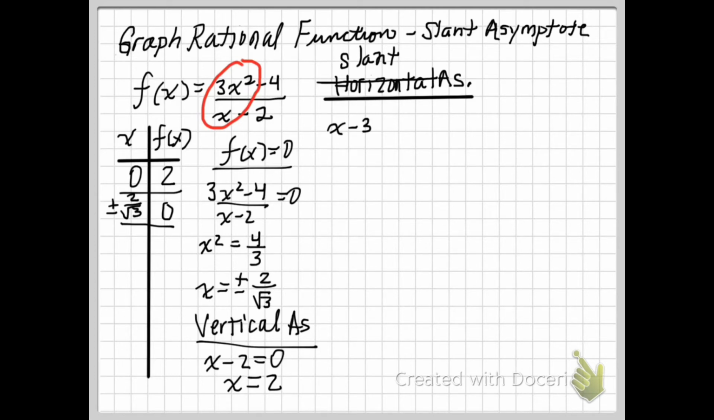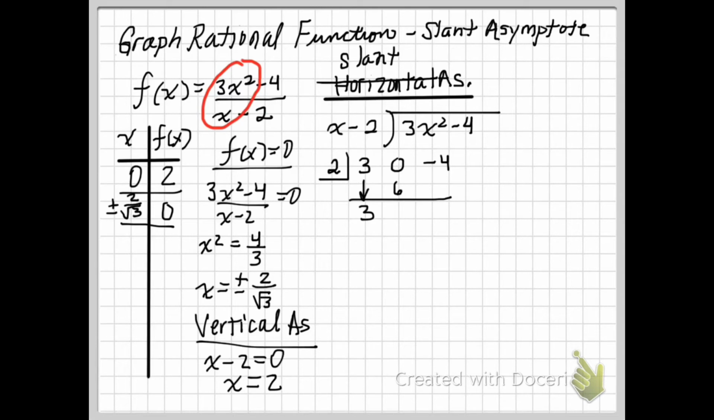numerator by the denominator. So I'm going to divide 3x squared minus 4. Actually I'm going to do this with synthetic division, since I have x minus 2 and it's convenient to do that. So I'm going to put a 2 in the box, and then there's 3x squared, 0x, minus 4. I'm going to bring down the 3. 2 times 3 is 6. Add 0 plus 6. 2 times 6 is 12.